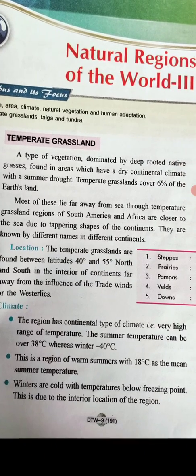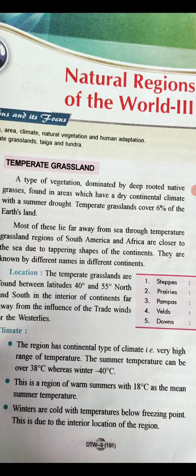Climate. Talking about the climate, it has a continental type of climate, and in a continental climate we know that the range of temperature is very high. It means the summers are very hot and the winters are extremely cold. Summer temperature can be as high as 38 degrees Celsius, and the winter temperature can be as low as minus 40 degrees Celsius. This is a region of warm summers with 18 degrees Celsius as the mean summer temperature.